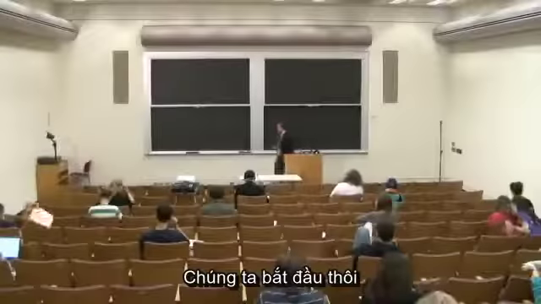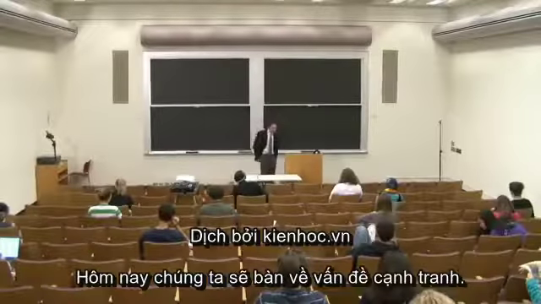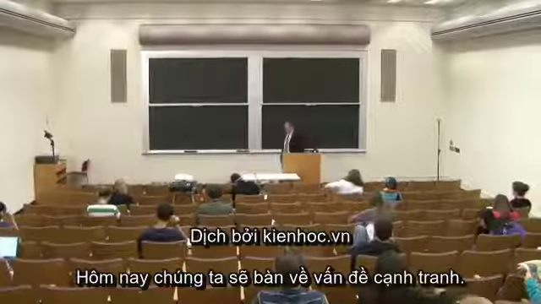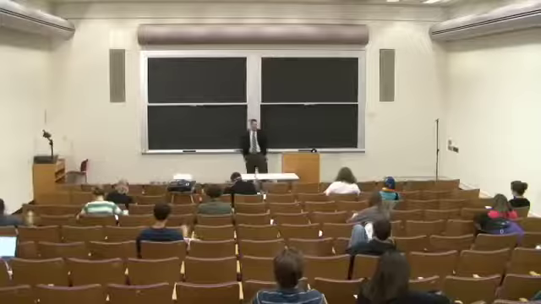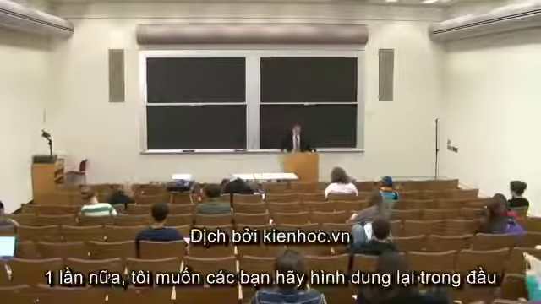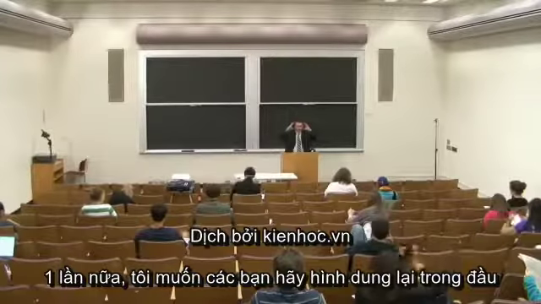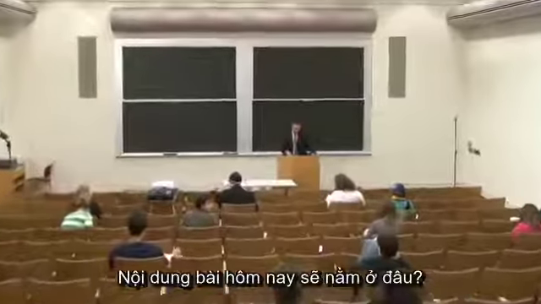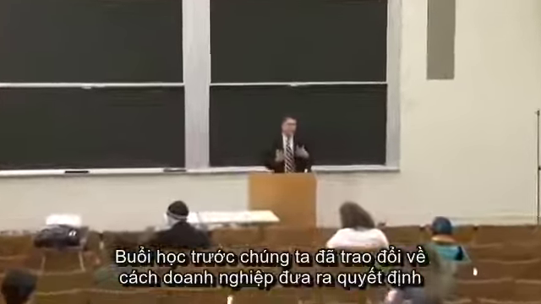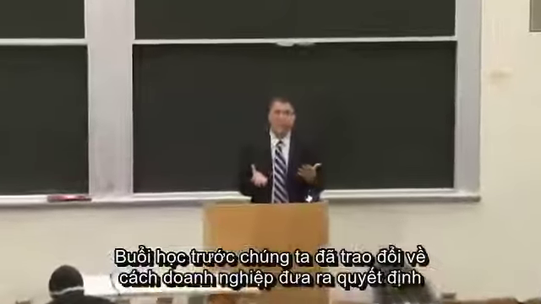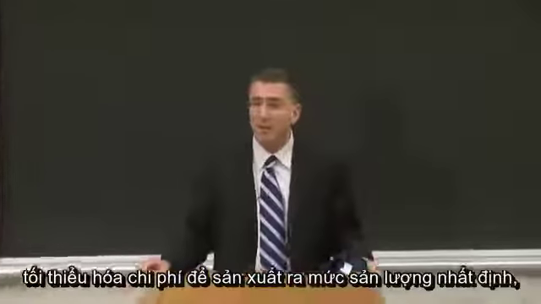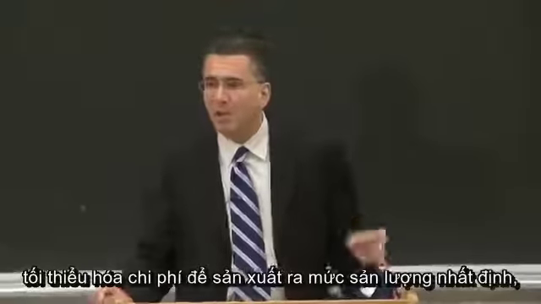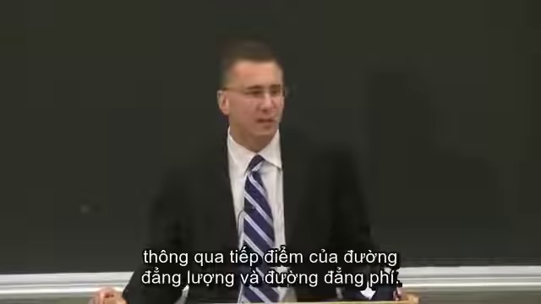All right, well, let's get started. Today we are going to talk about competition. Just once again, I want you to try to have in your mind a flow chart of where the course is all going. Where does this fit in? Well, we talked last time about how firms decide on the cost-minimizing way to produce a given level of output through the tangency of the isoquant and the isocost.